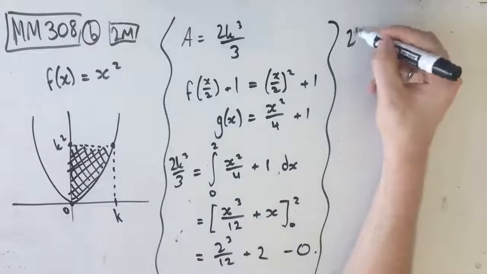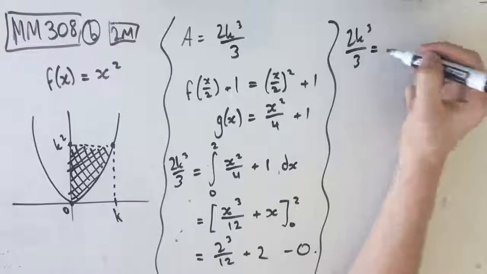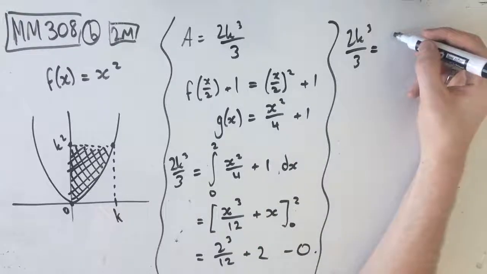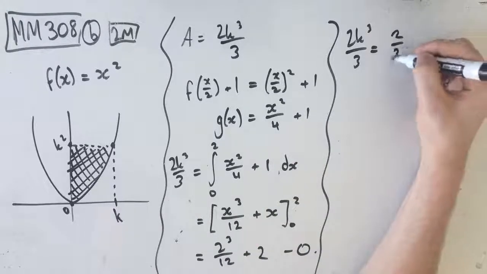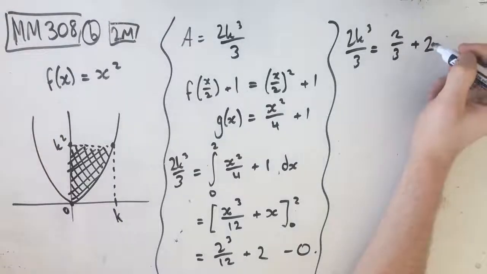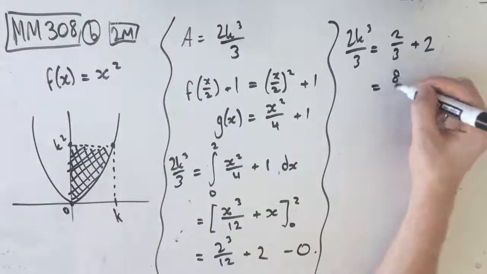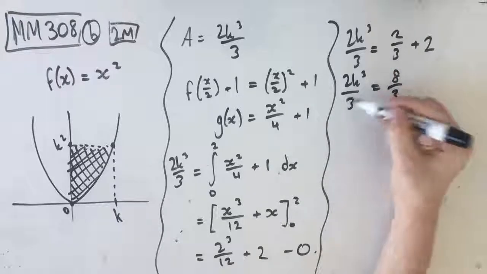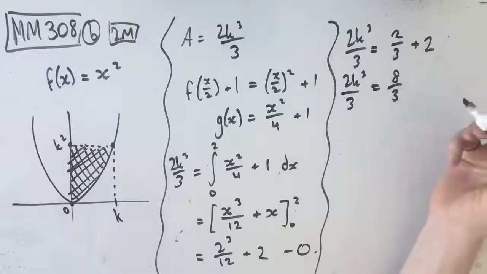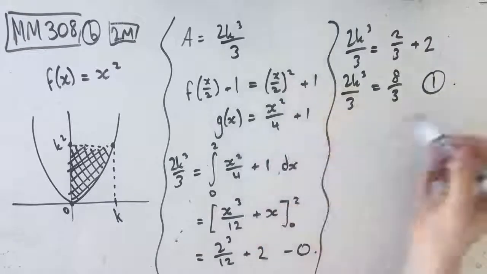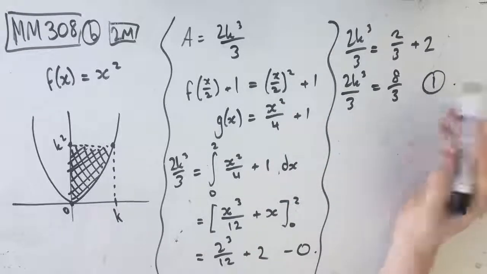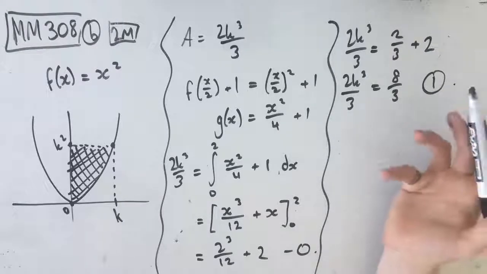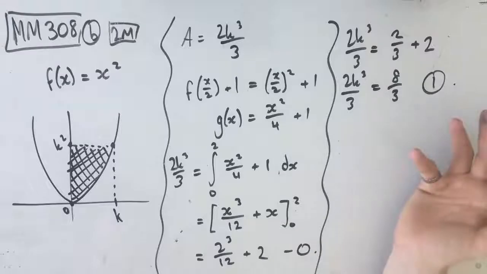From here, we can say that 2k cubed over 3 is equal to 8 on 12 plus 2. So 8 on 12 is the same as 2 on 3. So 2 on 3 plus 2, which is equal to 8 on 3. Awesome. So we can see that 2k cubed over 3 is equal to 8 on 3. This is our first mark. Okay, so we do have to do a fair bit of working to get to our first mark, but this is important. So I'm going to multiply both sides by 3 now, because our goal here is to find k, right? That's what we're looking for.